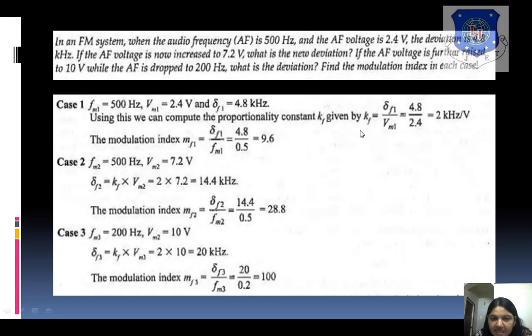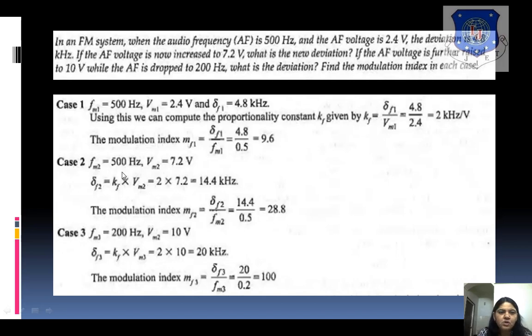kf is the sensitivity. It is equal to delta f1 upon Vm1. What is this? Frequency deviation. Frequency deviation means the change in the frequency of the FM wave. By changing the voltage, there is a change in the frequency. So it is referred to as sensitivity.